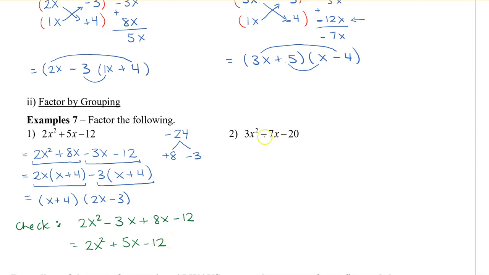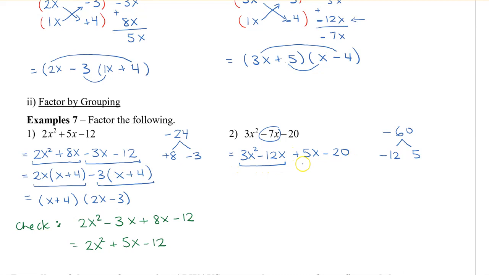All right, let's do the second one. So 3 times negative 20 is negative 60. Two numbers that multiply to negative 60 and add to negative 7 are negative 12 and positive 5. So again, we're going to replace the negative 7 with these two numbers. So negative 12x plus 5x minus 20.